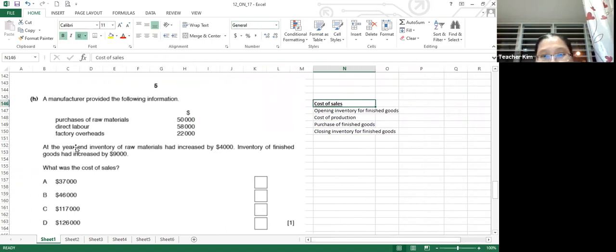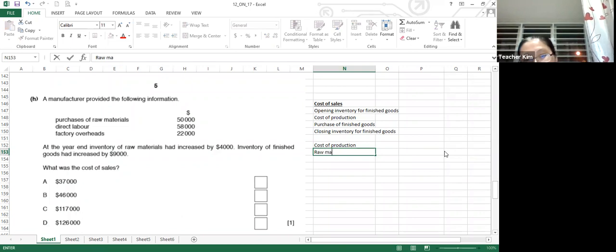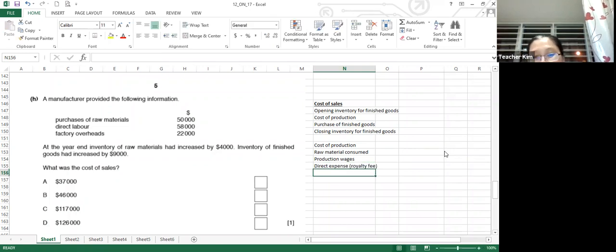Okay, based on this information, we need to know what is the cost of production. So our cost of production, the component, starts from the raw material consumed. This is a group of it, raw material consumed. And then if we have the production wages, if we have the direct expenses, in your syllabus, you need to know royalty fee. Okay, this one you get the prime cost. After that, you add the factory overhead.